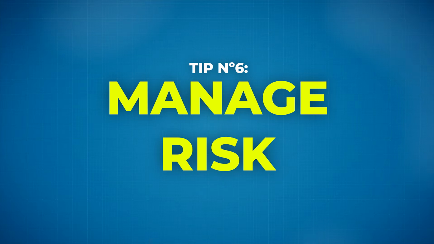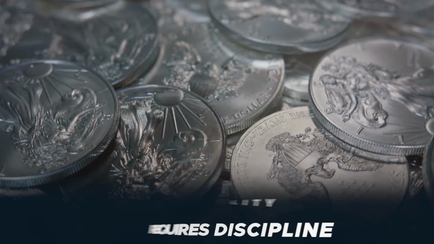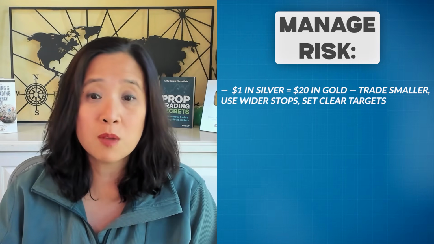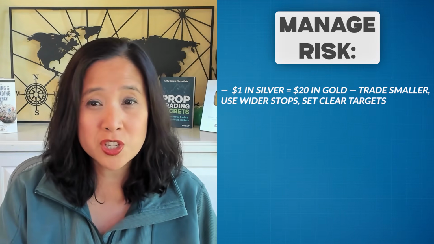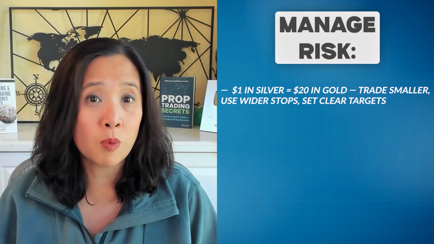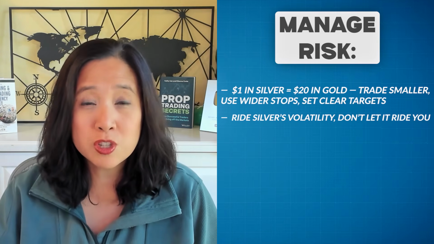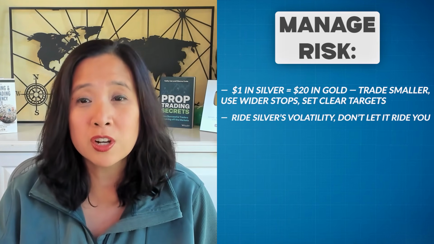Tip number 6, manage risk. Silver's volatility demands strict discipline. A $1 move in silver can equal the same notional impact as a $20 move in gold. That means smaller position size, wider stops, and structured profit targets. The goal is to capture silver's higher volatility without letting it turn against you.